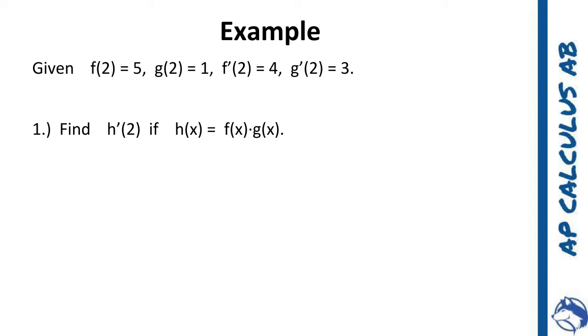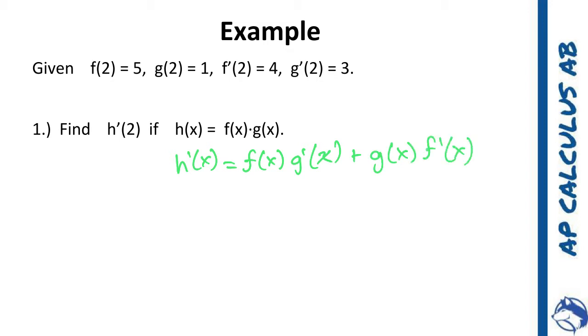So if I wanted to find h prime of x in this scenario, I'm going to do h prime of x is equal to, hey, that's the product rule. So the first one times the derivative of the second one plus the second one times the derivative of the first one. And that's it there. So if I wanted to find h prime of 2, all I'm doing is plugging in 2 for each of my x's here.